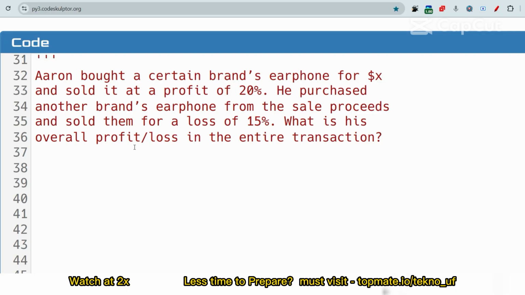Aaron bought a certain brand's earphone for X dollars and sold it at a profit of 20%. He purchased another brand's earphone from the sale proceeds and sold them for a loss of 15%. What is his overall profit or loss in the entire transaction?